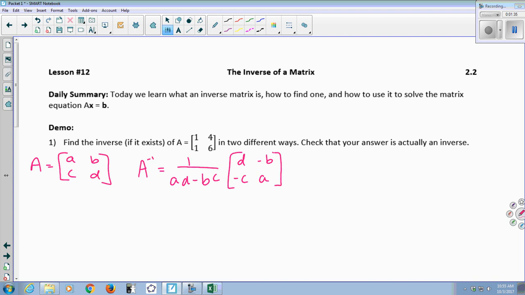For a 3 by 3, it has a formula, but it's so unwieldy that we don't memorize it. But the 2 by 2 one is really nice. And then for anything larger than 2 by 2, we have another method that I'll show you after we do this.